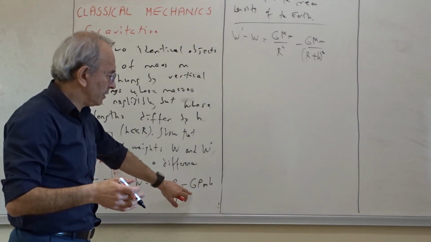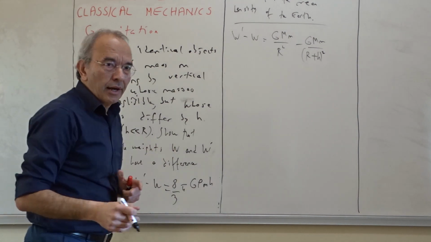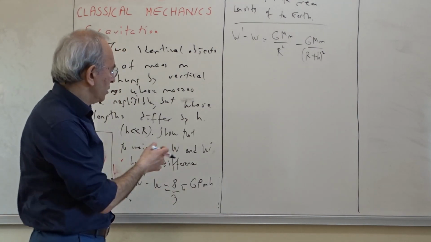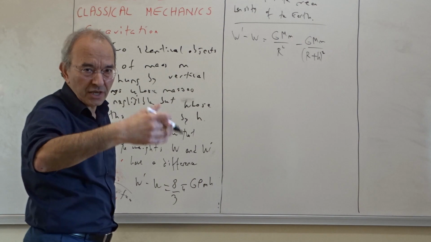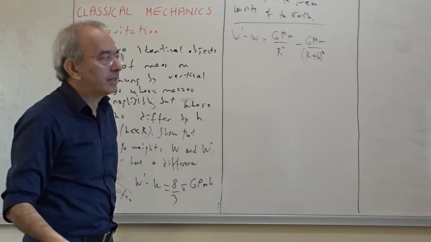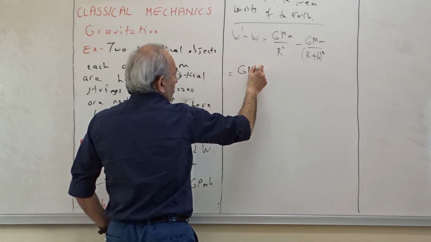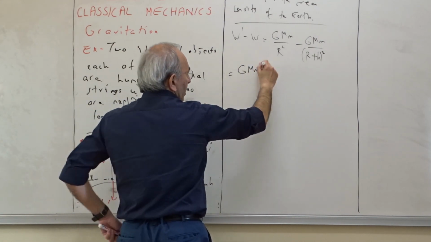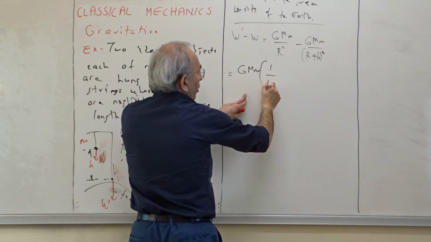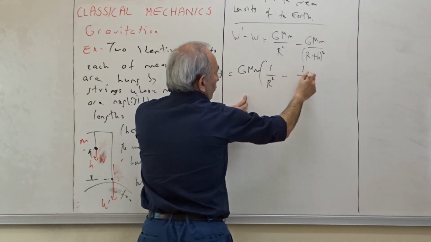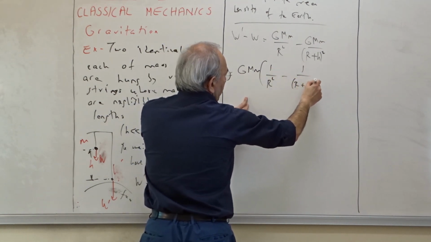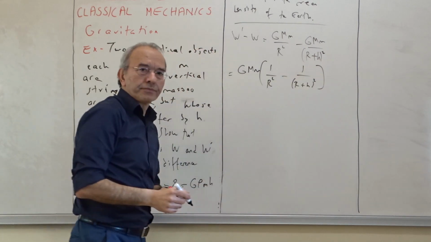We will use the density, convert the density and the mass using the concept of rho is equal to m over v. Mass per volume is the density. So let's take the constants out. G, M is outside. Inside we have 1 over R squared minus 1 over R plus H squared.